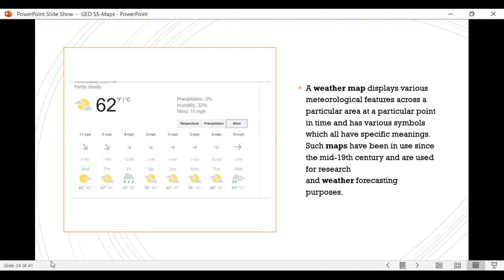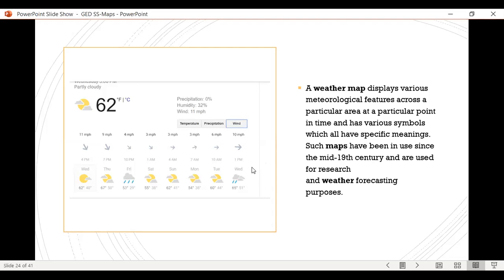So if you look at this, according to this map, there is no precipitation predicted. Humidity is 32%, and the winds are 11 miles per hour. So at 4 o'clock, here's your time frame. At 4 o'clock, you can expect the winds to be at 11 miles an hour. And these arrows are pointing to the direction.